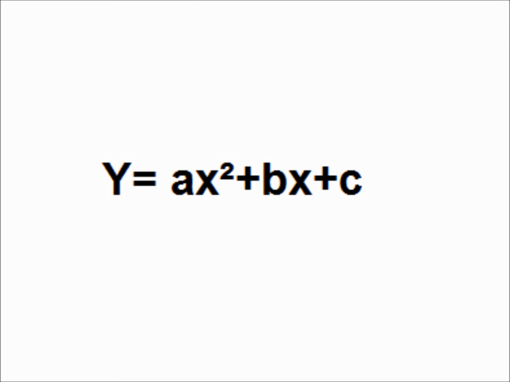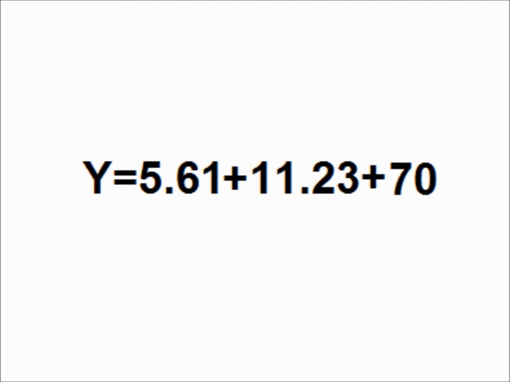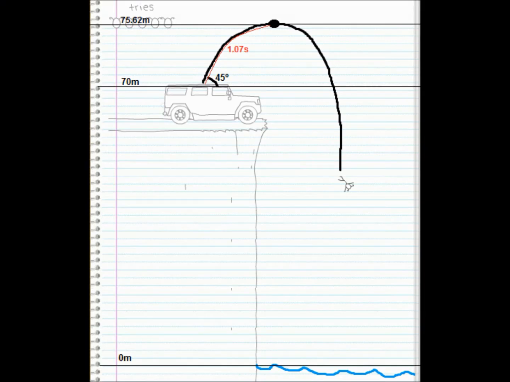Now, we need to discover how high she is going. As we know the x-coordinate of the vertex, we can now use the y equals ax squared plus bx plus c formula. We simply plug in the values, and 1.07, the x-coordinate of the vertex, for x. Ax squared is equal to negative 5.61. Bx is equal to 11.23. And c is 70. After we add those values, we will arrive at 75.62. This is the highest Mighty Girl will go.